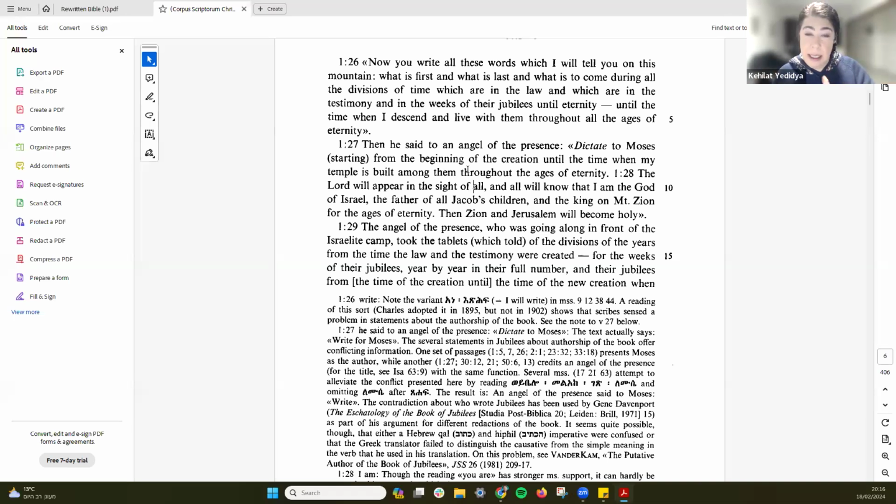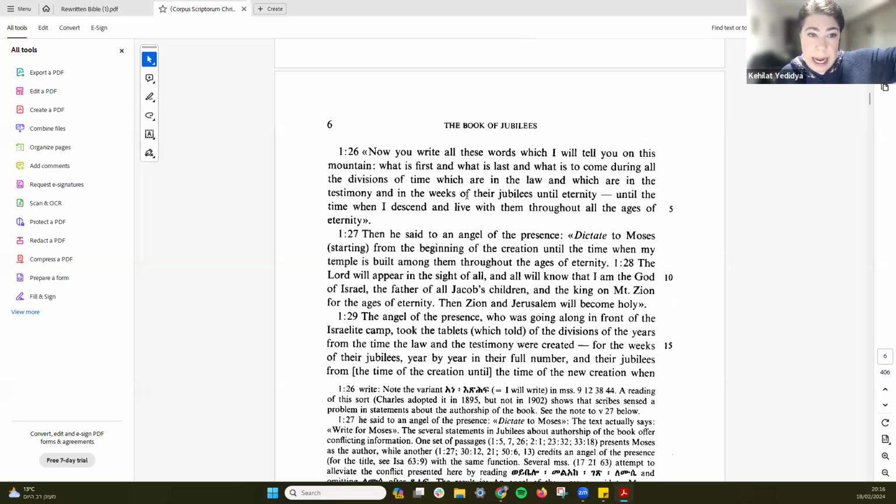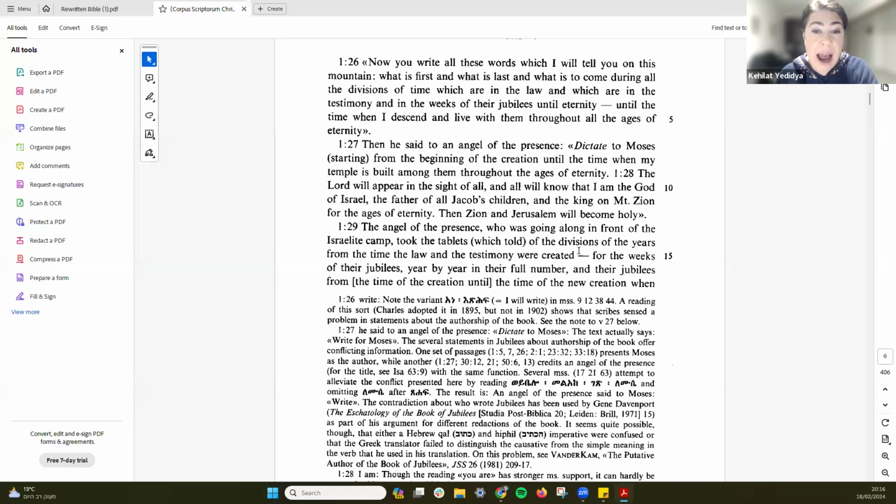Now, it does seem, if you read it, he's already gotten the tablets, what we call the luchot, the regular traditional luchot. And now God tells this angel, the presence, to give him additional tablets. So it does seem that there's a recognition that there is something else besides Jubilees, and Jubilees is kind of the real story or something.